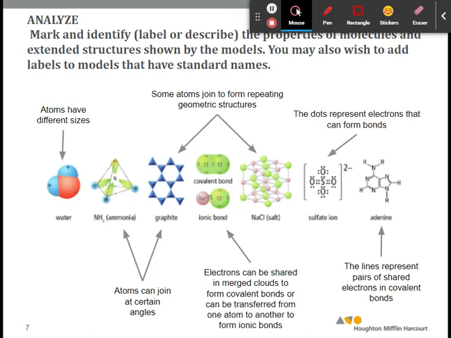Lastly, we see a model that's often used for organic substances. And in this kind of model, the lines represent pairs of shared electrons in covalent bonds. So where we see one line, each line represents two electrons. So we see the electrons that are forming the bonds here, which is different than the Lewis structure, where we see the electrons that might be available to form more bonds.